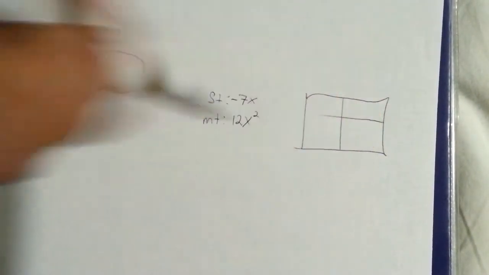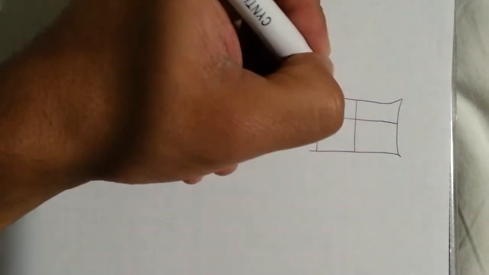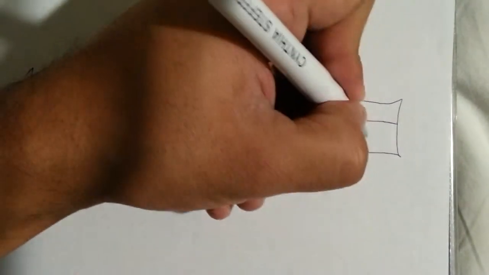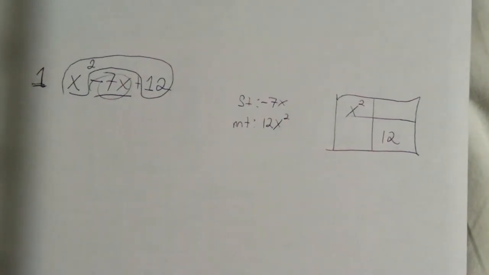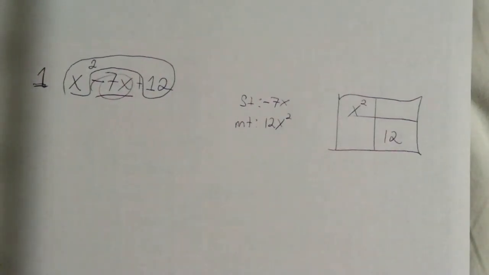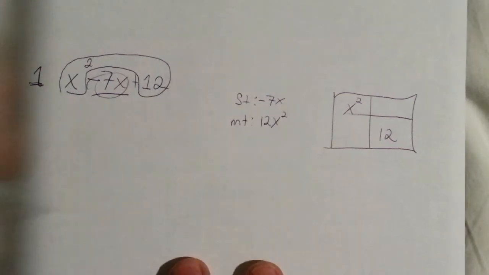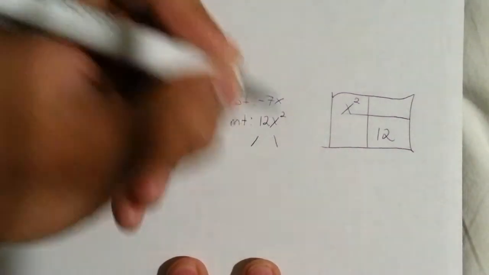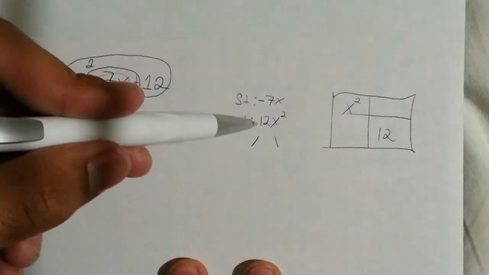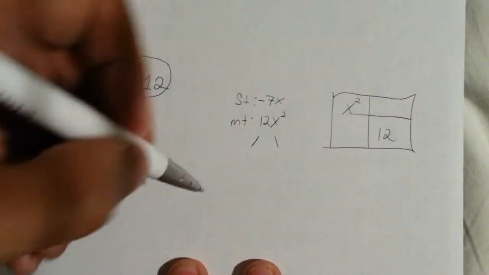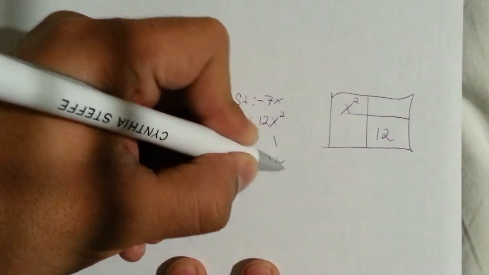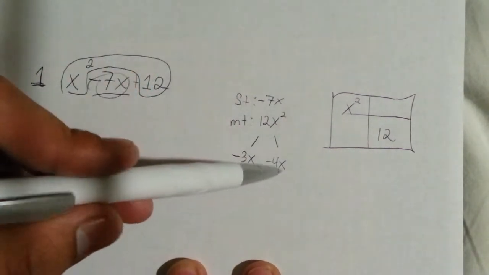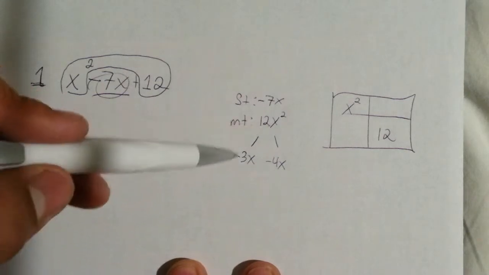So, if we were to set this up in our box, we could go ahead and fill in the terms we know. In this case, we know the x squared and the 12. We want to take this negative 7x and form it into two factors that multiply out to 12x squared. Well, since it's a positive product and a negative sum, they both need to be negative, so I can think of negative 3x and negative 4x. If you were to take negative 3x and negative 4x multiplied, you get positive 12x squared.